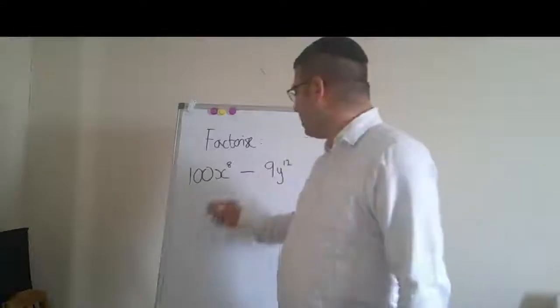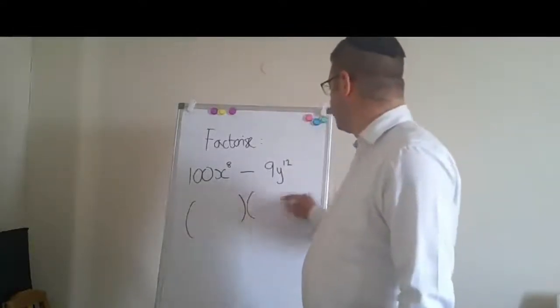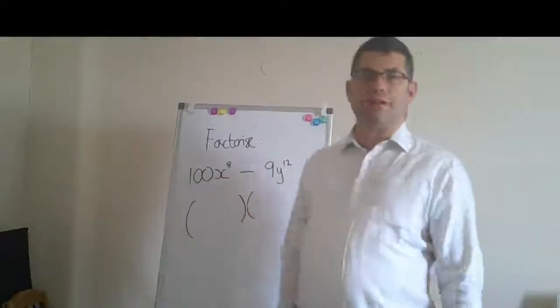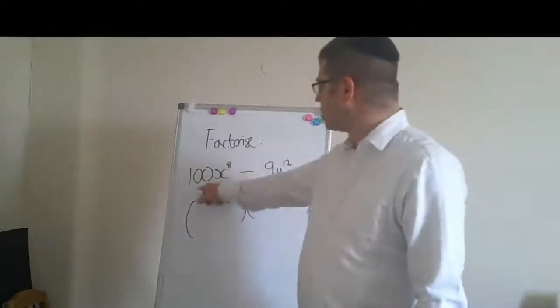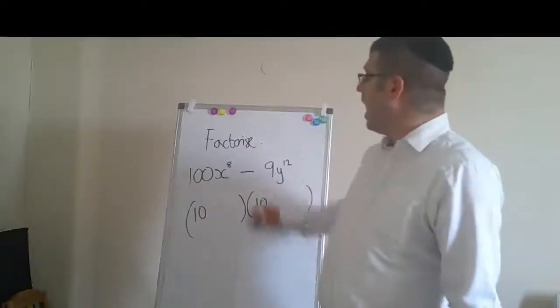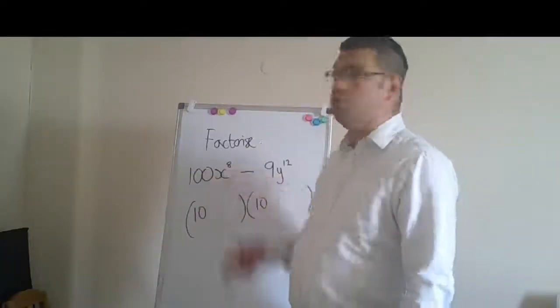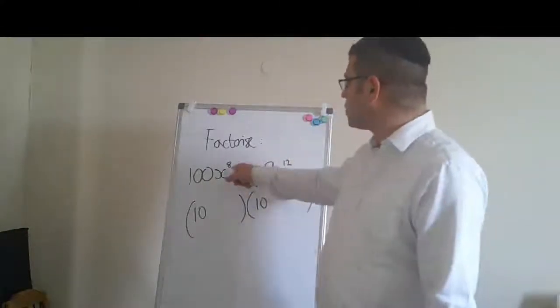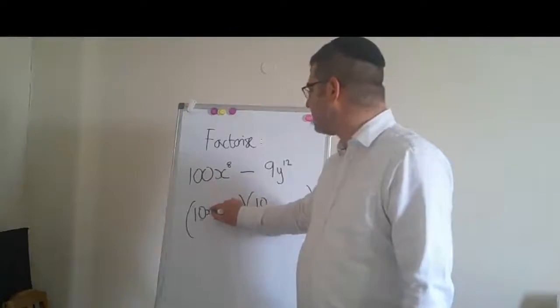Let's open up a couple of brackets. Okay, let's go. Square root of 100x to the 8th. Well, the square root of 100 is 10. Let's put it there and there. And we've now said when you square root a power, x to the power something, it halves the power. So the square root of x to the 8th is x to the 4.